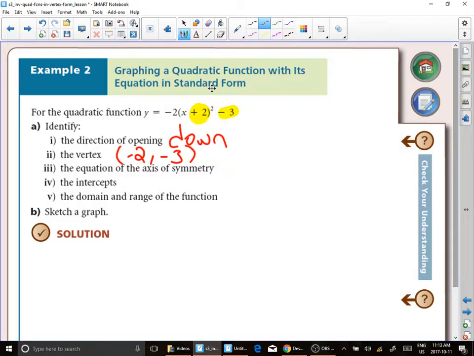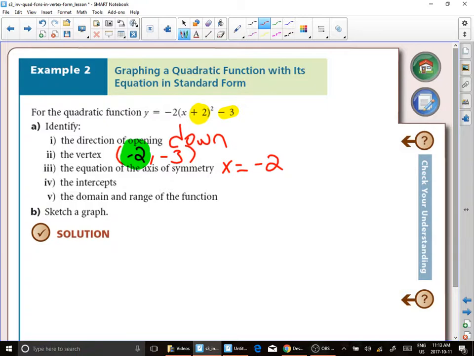Then we have the equation of the axis of symmetry. That's always going to be x equals, and what it's equal to is this number right here, your P value. So it's going to be x equals -2. But don't tell me just -2, because if you tell me just -2, you're not right. It's an equation of a vertical line. Any vertical line is always in the form x equals a number.